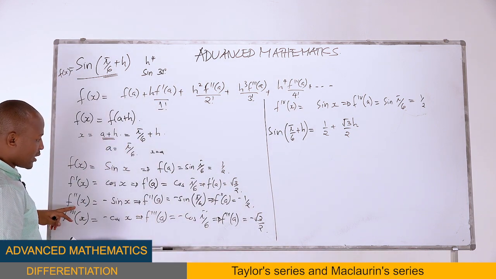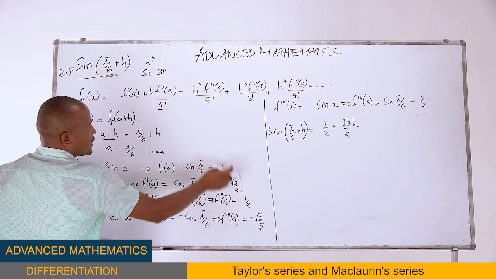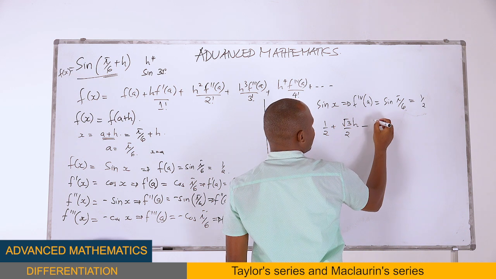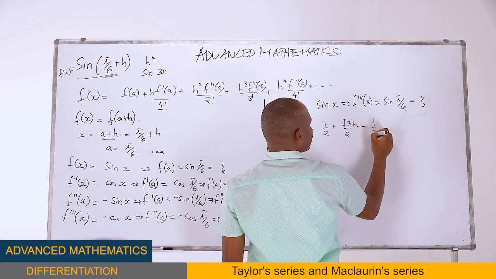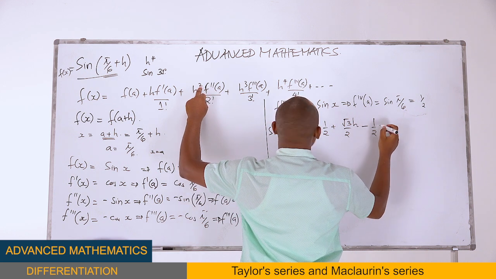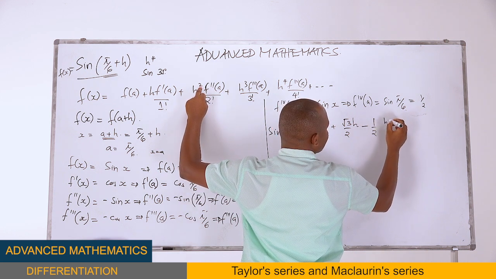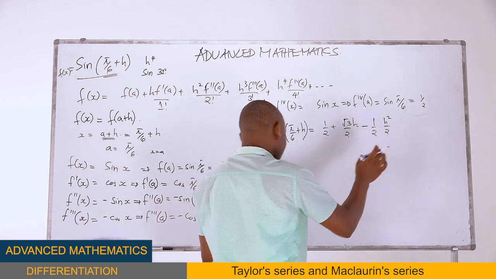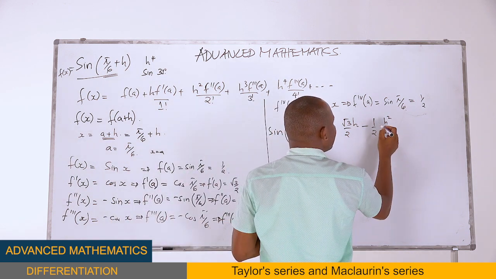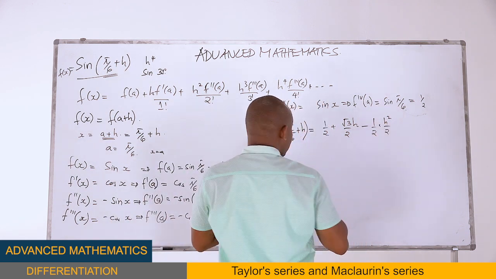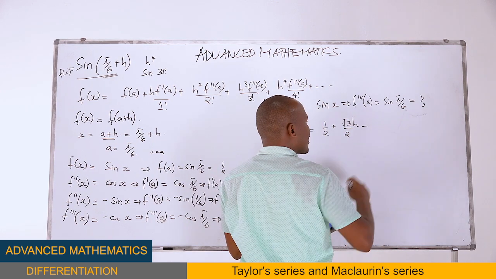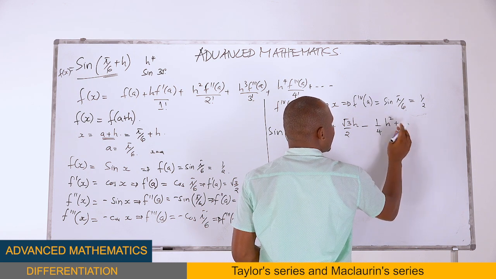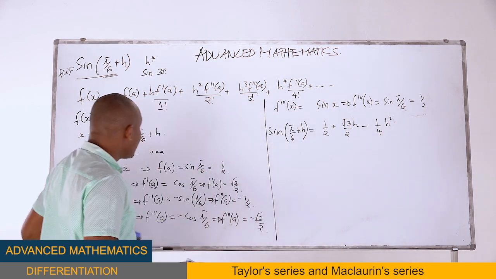Now let's go to the second term. It's negative a half times h squared over 2 factorial. If we write that carefully and find the product, we are going to have 1 over 4 times a h squared.